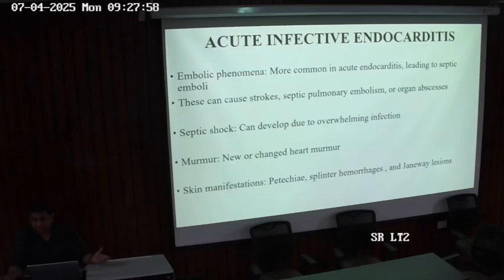So whenever there is a patient with an abscess, or a stroke, or a pulmonary embolism, always suspect infective endocarditis, whether it may be acute or subacute, but more chances in acute endocarditis. It can be treatable but life-threatening. Septic shock due to overwhelming infection. There is septic shock, and murmur.